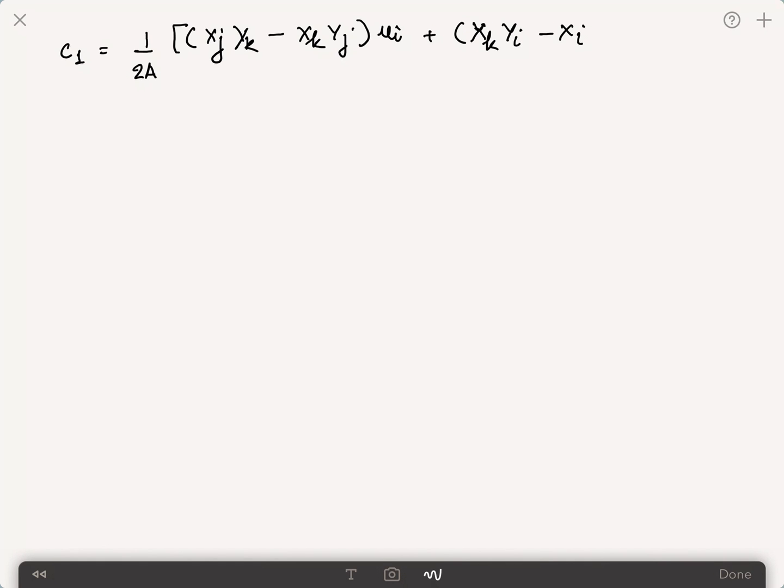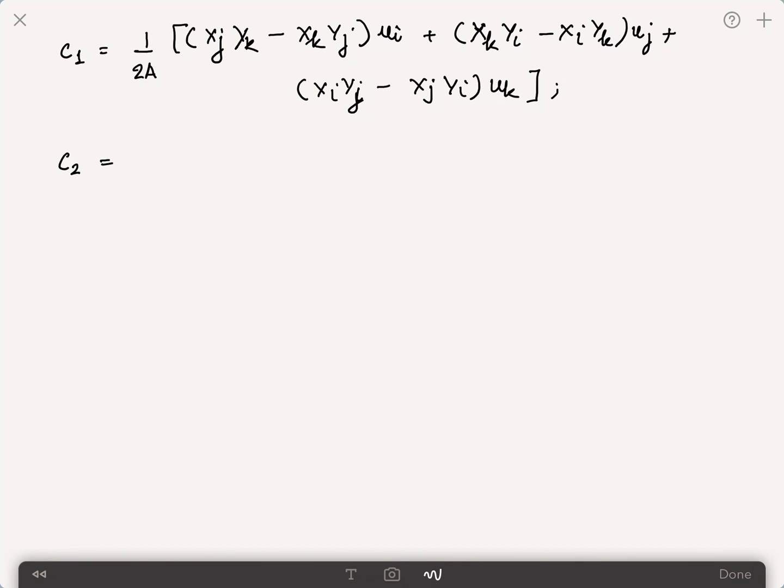So here you can see that when I solve it, of course, I'm urging you to solve it yourself, I will get C1 is equal to 1 by 2a times (xj yk minus xk yj) times ui plus (xk yi minus xi yk) times uj plus (xi yj minus xj yi) times uk. That is C1.